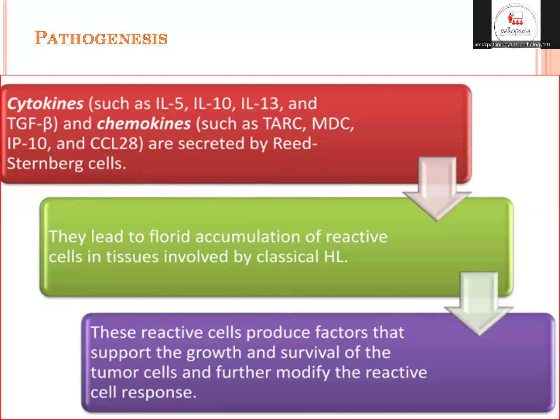These are the factors that influence the pathogenesis, like cytokines such as interleukin 5, interleukin 10, interleukin 13, and transforming growth factor beta, and chemokines that include TARC, MDC, IP10, and CCL28, secreted by the Reed-Sternberg cells, after which they lead to accumulation of reactive cells and tissues involved in classical Hodgkin lymphoma. These reactive cells produce factors that promote the growth and survival of the tumor cells and further modify the reactive cell responses.